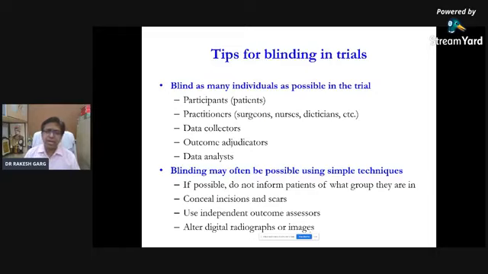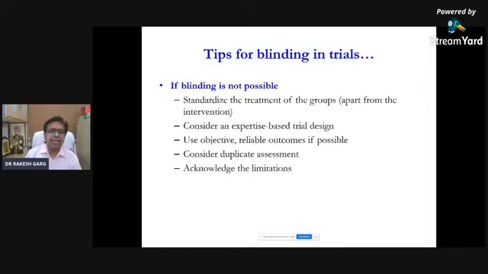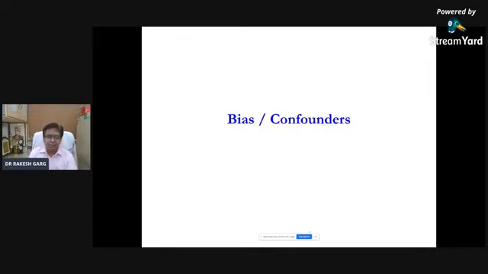In those situations, try to use the measurement tool in such a way that the bias cannot be there. For example, you want to say the time difference of securing the airway using these two tools, you can use a stopwatch. You can do a video recording and somebody else can measure the exact time. So this is how you can create objectivity so that the blinding is maintained, or standardize the treatment as far as possible, or maybe use repeated readings. That is how you can avoid bias in these groups of studies where blinding is not possible.